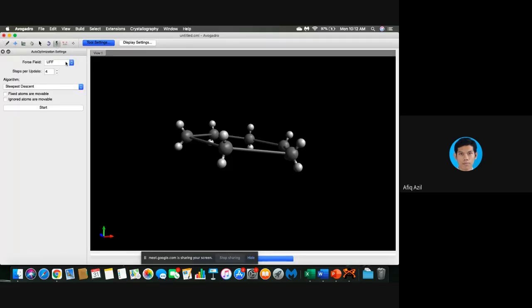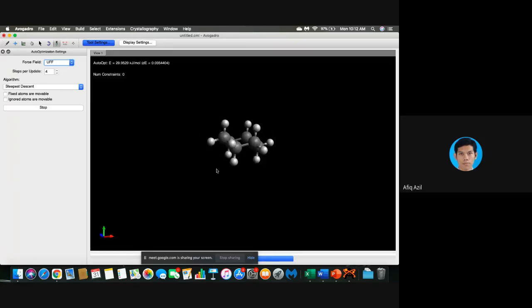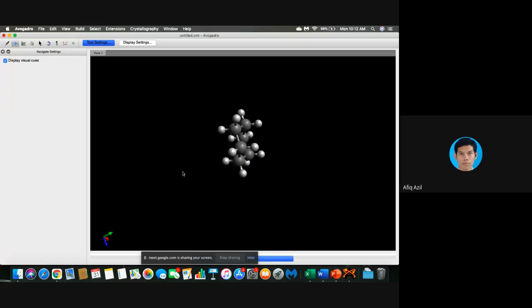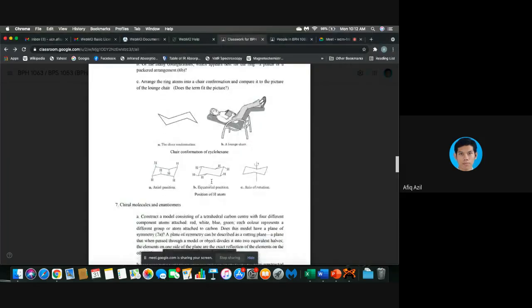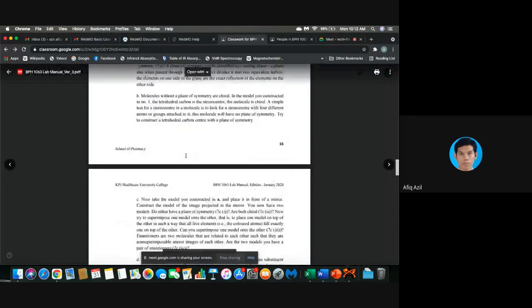Okay, no need to change anything. The force field remains UFF. Then you just click start. As you can see, the structure changes into the proper shape. So click stop and then go back to the navigation tools, so you can turn it around, and go back to the manual and answer some of the questions.